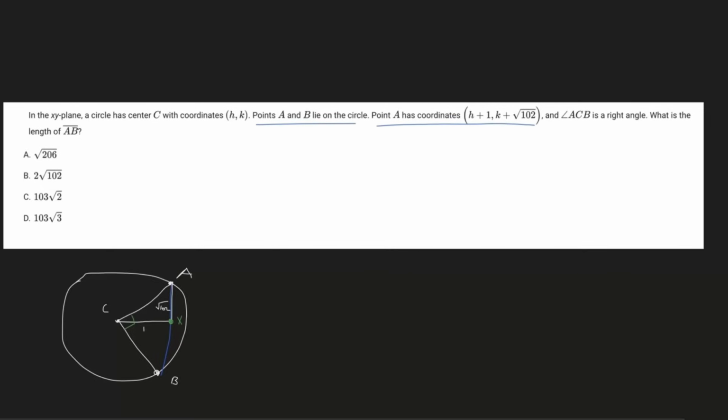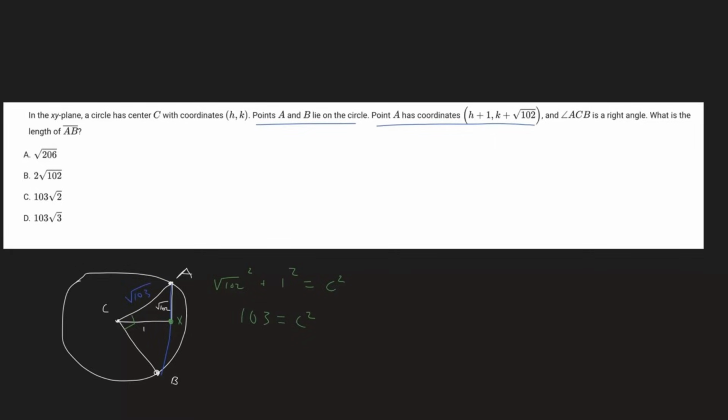So that Pythagorean theorem is just a squared plus b squared equals c squared, right? So we have square root 102 squared plus 1 squared, which is just 1, equals c squared. So we end up getting 102 plus 1 equals c squared. So in reality, what we get is 103 equals c squared. So if we just take the square root of both sides, c is going to equal square root 103. So we found the side length of this side now: square root 103.